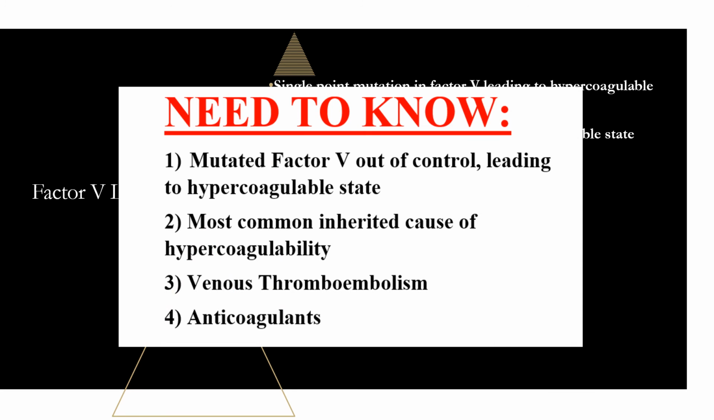So what do you need to know for factor V Leiden? You need to know that this is a mutated factor V out of control, leading to a hypercoagulable state. Remember, this is your most common inherited cause of hypercoagulability. Remember, factor V Leiden stands for frequently forming lumps. You're going to see your venous thromboembolism as well as your miscarriages. And then remember, you treat this with anticoagulation.